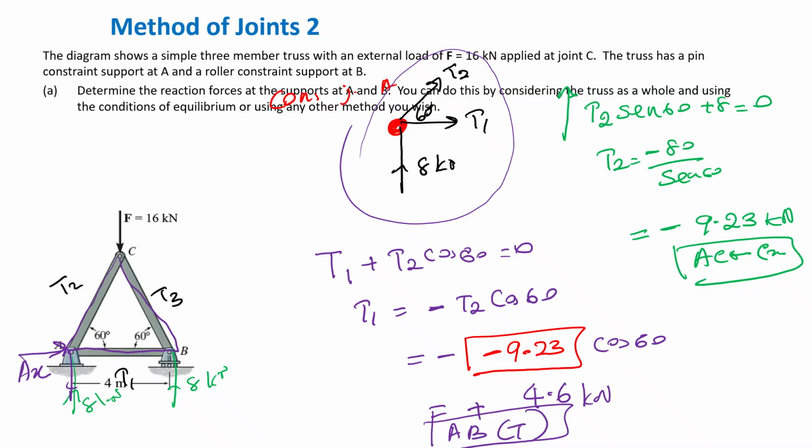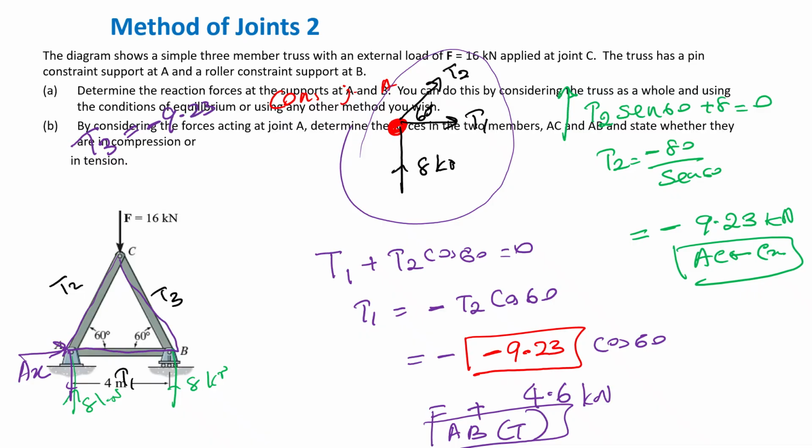It's going to be the same. Yes, it should be the same as T2. Why? Again, equilibrium. So your T3 is also what? Negative 9.23. It is under compression. It is just symmetric. Show me how.